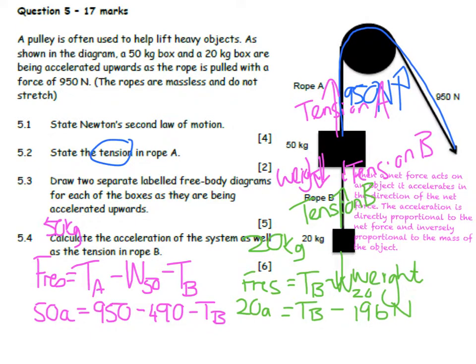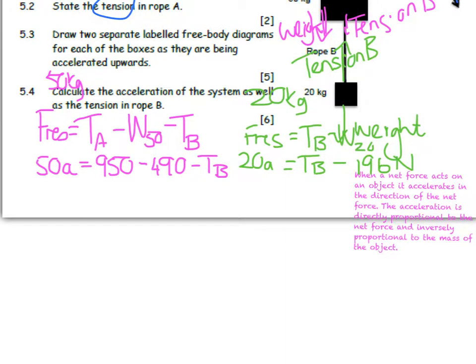I then simultaneously solve those two equations, and I find that A will turn out to be 3,77 meters per second squared, and when I substitute it back in, the tension in B turns out to be 271,4 newtons.